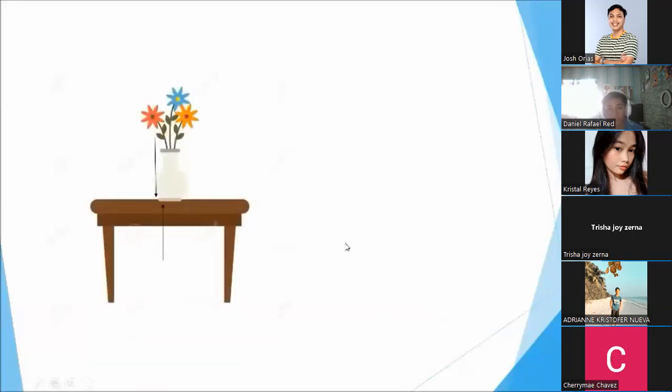Okay? So let us have a picture here to illustrate what that is. Here we have a flower vase that is seated on top of a table, okay? Now, even if it's just resting there, there's still a force acting on it. Remember, it has weight, and that is the one that is directed downward here. So that is the action force.